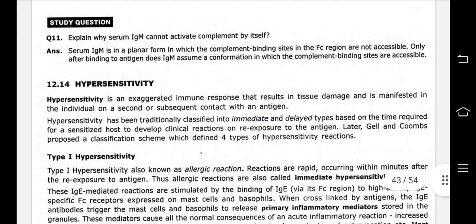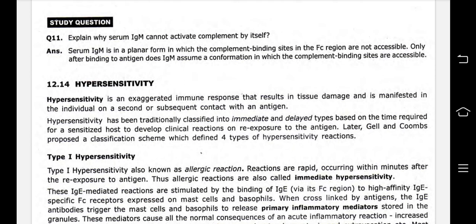And hypersensitivity. Hypersensitivity is an exaggerated immune response that results in tissue damage and is manifested in an individual on a second or subsequent contact with an antigen. So hypersensitivity has been traditionally classified into immediate and delayed types based on the time required for a sensitized host to develop clinical reactions on re-exposure to the antigen.